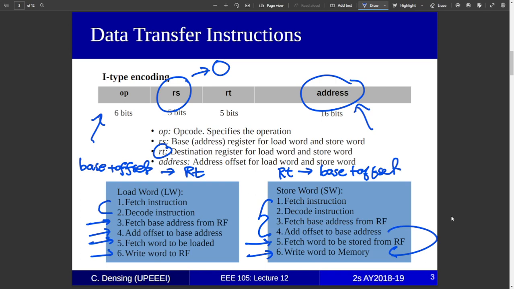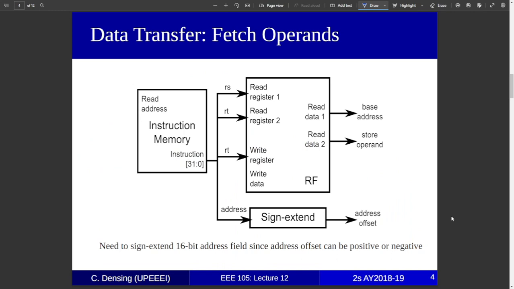So let's see how we're going to be able to do that. RS goes into the read data 1, which becomes the base address. So that's what we saw earlier. RT goes into read register 2 and becomes the store operand if it's a store operation. And for a memory instruction, we need to put RT as the write register in case it's a load word instruction, because RT is now the destination if it's a load word. We need to put that into the write register.